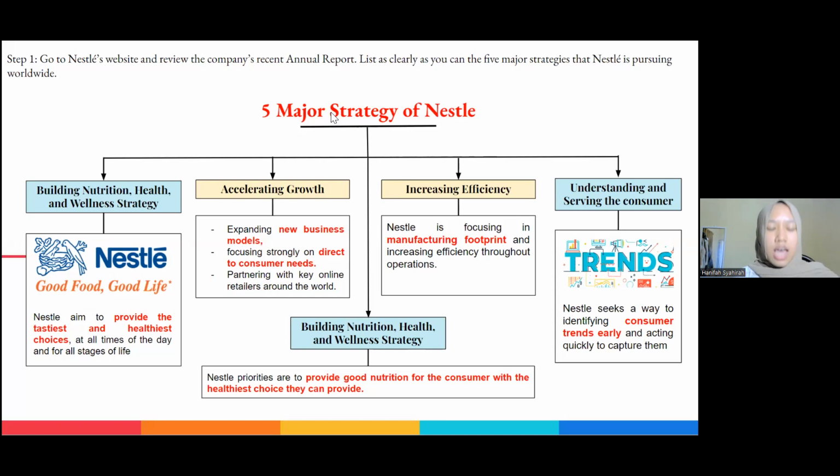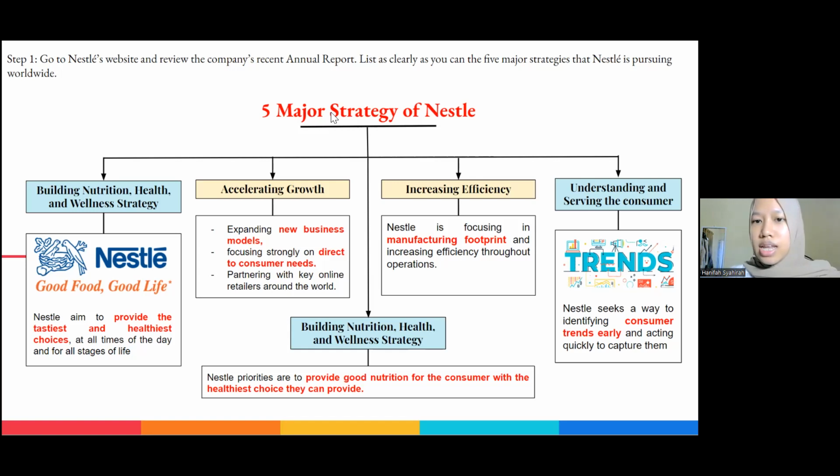So it means that their aim is to provide the tastiest, healthiest choices at all times for the people, or the consumer itself. And the second major strategy of Nestle is accelerating growth of the company. So what kind of thing does Nestle do to accelerate the growth? The first, they are expanding the new business model. The second, they are focusing on direct to consumer needs. And the third, they're partnering with key online retailers around the world.